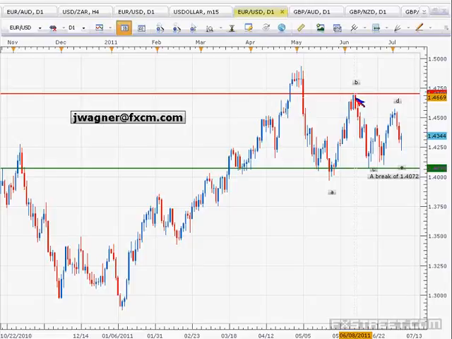All you need to do is eyeball a chart like what I'm doing right now and identify levels of support and resistance, and then place an entry order on a break of that support, a break below that support going short, or a break up above resistance going long.